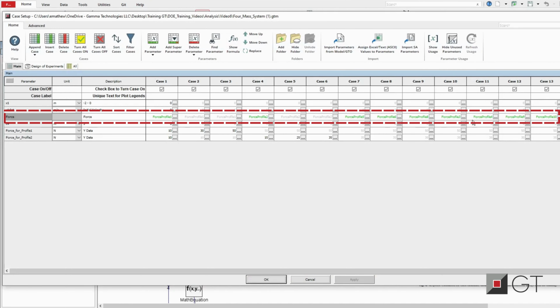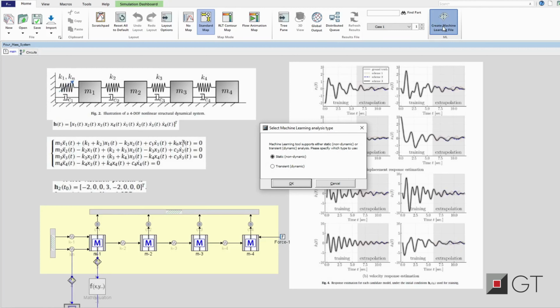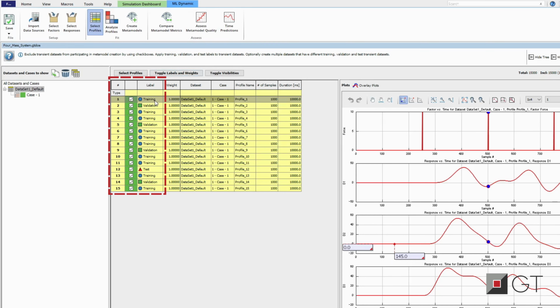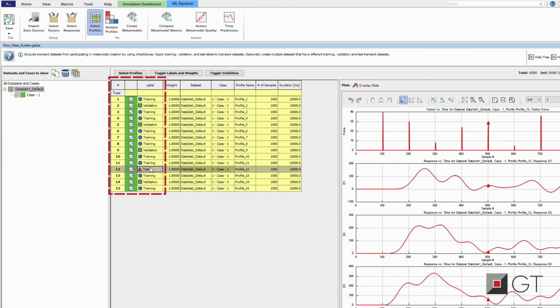Generate the simulation data by varying required model inputs. Import the transient time series dataset to the dynamic mode of the machine learning assistant, and divide the simulation data into training, validation, and test samples.